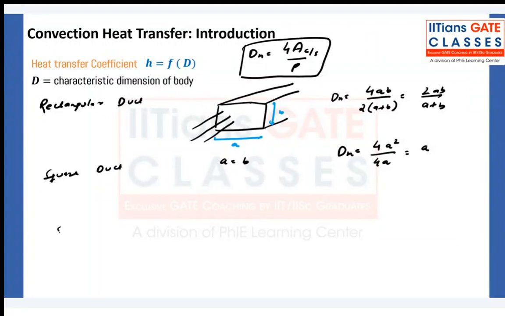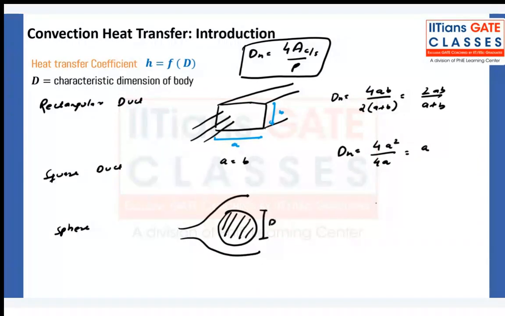Last is if it is happening over a sphere, for example. This is a solid sphere and this is how the flow is happening. Can you tell me what is DH? Yes, it is D. Very nice. So you will use this DH in Reynolds number very frequently, so it is a good idea that you know how to calculate it for at least these bodies.